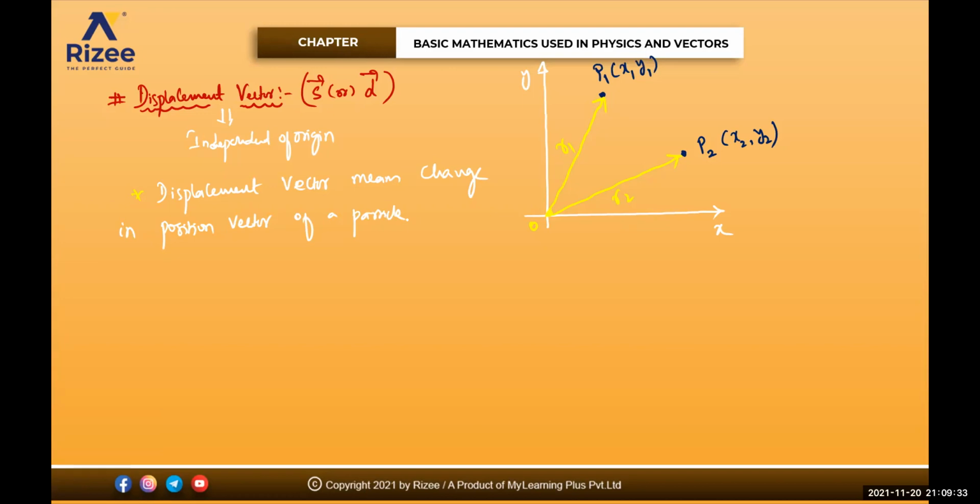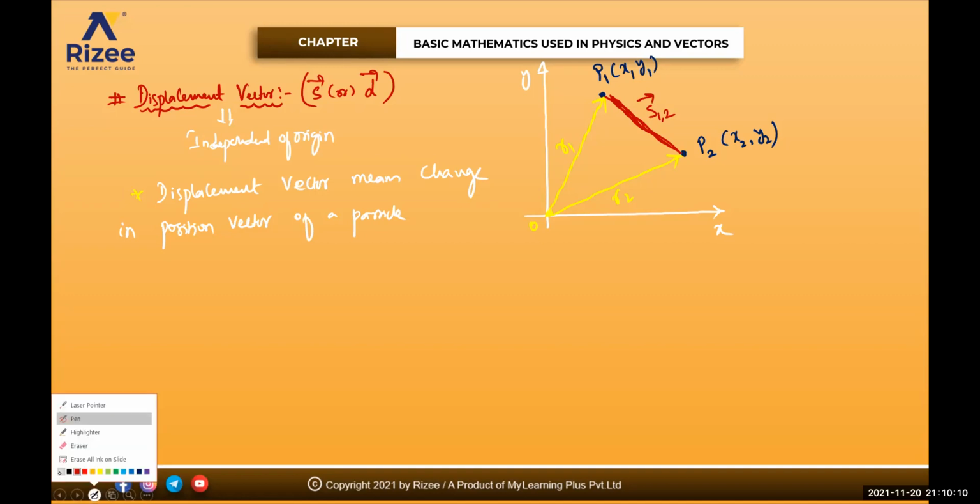Now, what is change in position of a particle, beta? Initially, you are at P1. Now, you are going to P2. The line joining this P1 and P2 will be the displacement vector. This is the vector. Is it clear? You're coming from point 1 to point 2. Line joining the P1 and P2 is known as displacement vector. Is it clear for everyone?